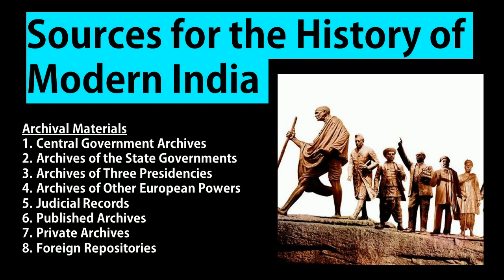Archival materials. There are 4 categories of official records: I. Central government archives, II. State government archives, III. Records of intermediate and subordinate authorities, and IV. Judicial records. Apart from these, there are private archives and archival sources available abroad.